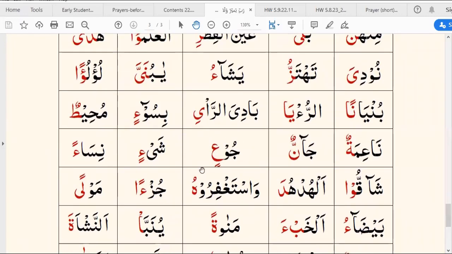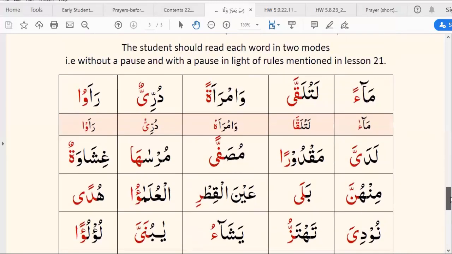How would this be read as it is? Ju-in. Good. And in waqf? Ju. Very good, mashallah. What about this one? Ra'awu. Yes, good. And in waqf? Ra'awu. Very good, mashallah. Let me just come back to this one. We'll finish on this one for you. Wamra'atan. Good. And in waqf? Wamra'ah. Good, mashallah. Good.